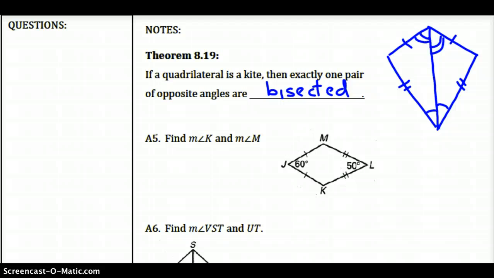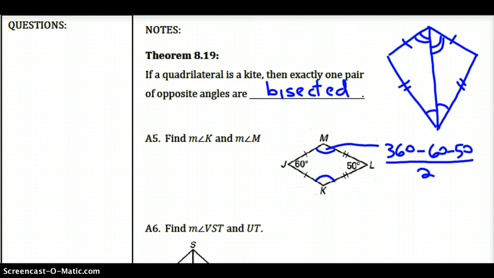Alrighty here. Finding these 2 angles of the kite here for A5. First of all, we do have a pair of congruent angles here. So to find this angle, I'm going to take 360 for a quadrilateral, minus the 2 that I know, and divide by 2. So we get 250 divided by 2, we get 125 degrees. So 125 here, 125 here.